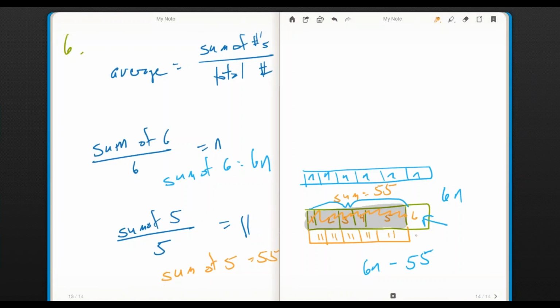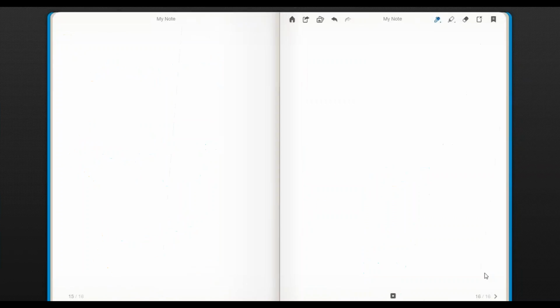Tricky, but the big thing to know, number one, is the definition of average, and number two, this fact that if the average is n, then the sum of the numbers is 6n. If the average of 5 numbers is 11, then the sum of the 5 numbers is 55. That's a really, really helpful application of average that students need to make sure they understand clearly.